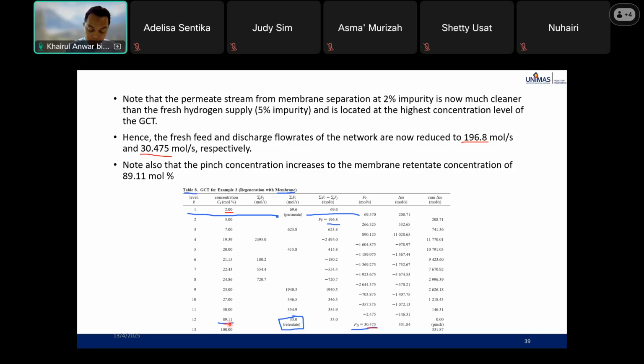So, how much is reduced? From 268, 720 more per second. Reduction in 72, so 72 more per second. Okay, that is for the membrane.